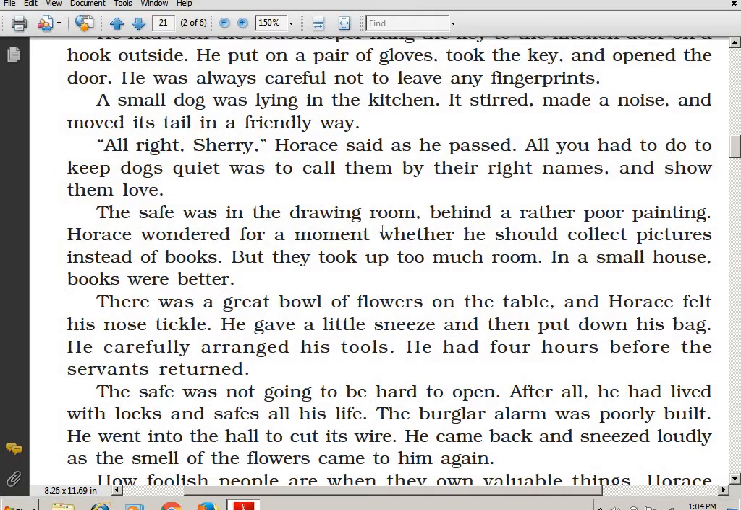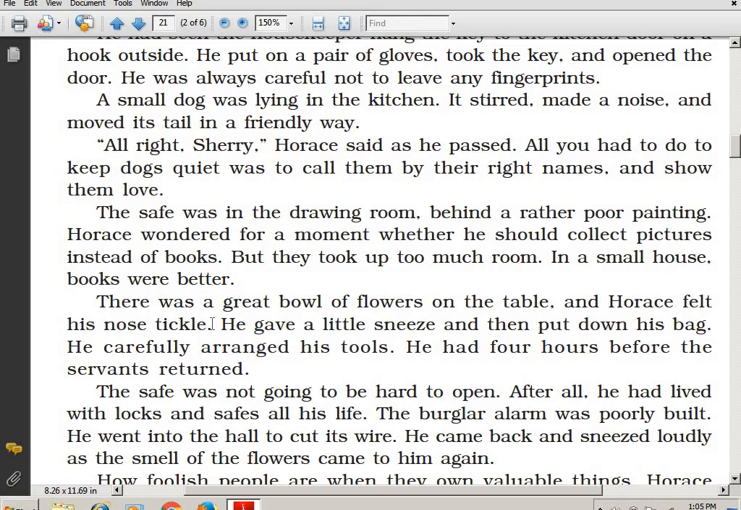The safe was in the drawing room, behind a rather poor painting. Horace wondered for a moment whether he should collect pictures instead of books. But they took up too much room. In a small house, books were better. So he thinks paintings would take so much space, and therefore in a small house, books were better, not paintings or anything. There was a great bowl of flowers on the table, and Horace felt his nose tickle.